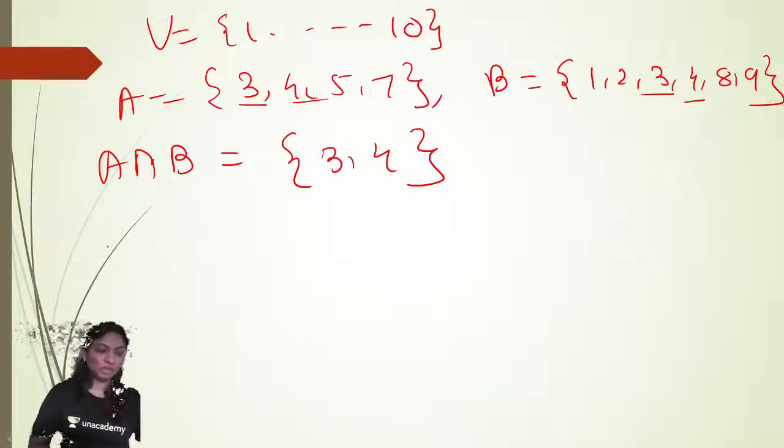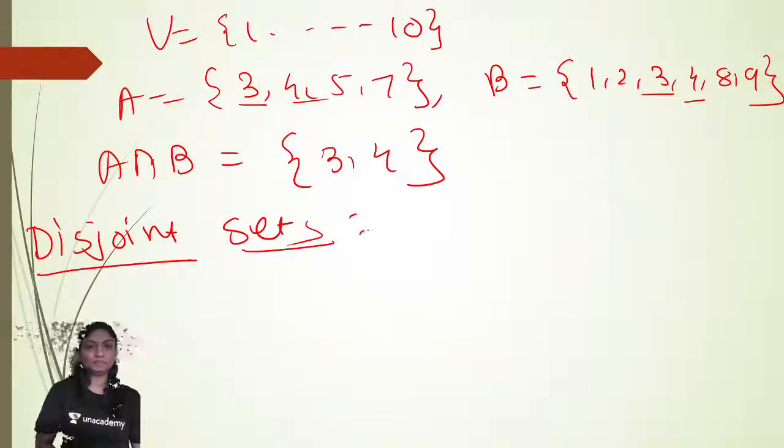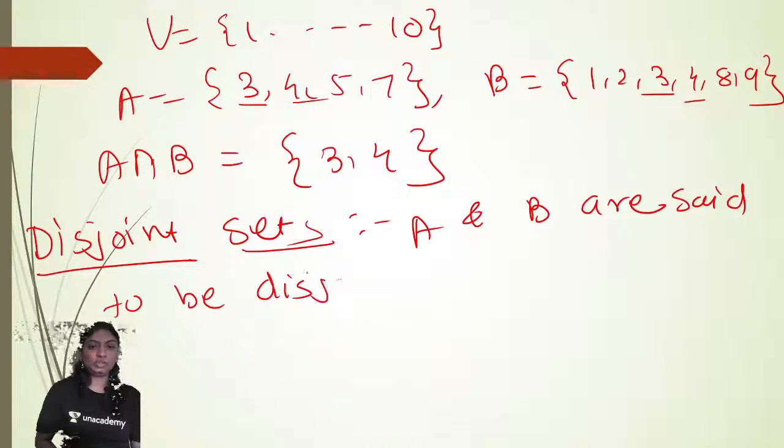Okay. Now the third one, that is disjoint sets. What do you mean by disjoint sets here? A and B are called disjoint sets if there is no common element. A and B are said to be disjoint if there is no common element.